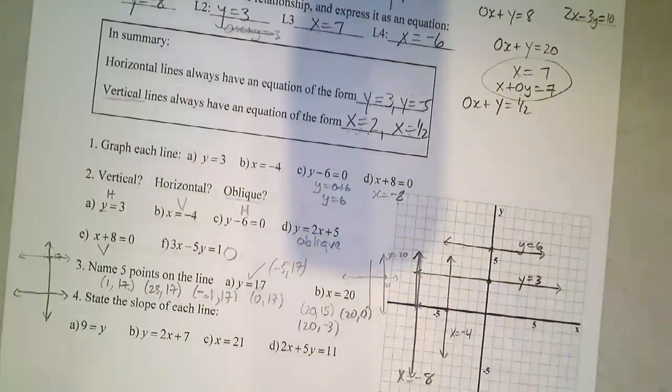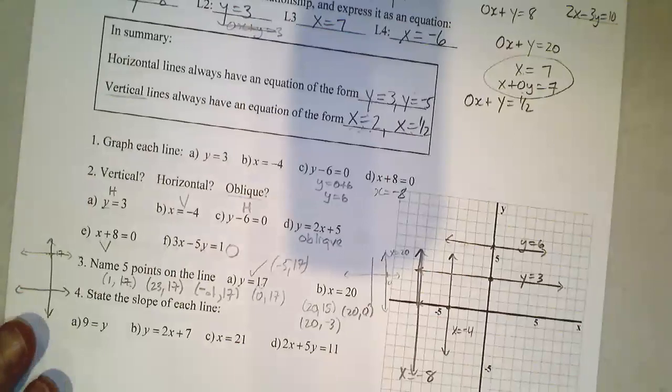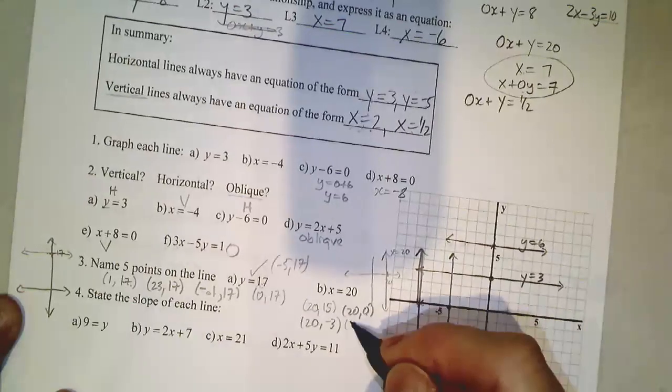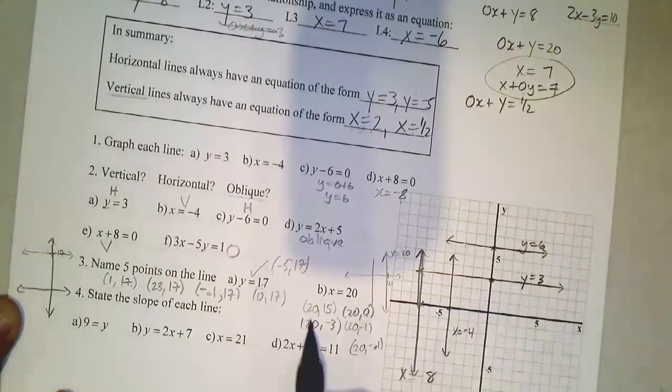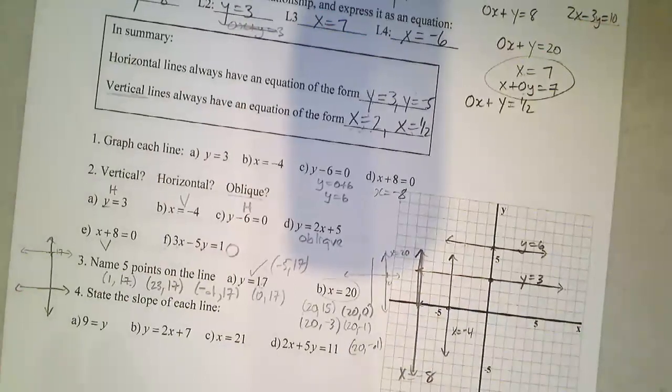The y can be whatever you want. And you could do this all day. It said make up 5, so 20, negative 0.1. There you go, 5 points on that line. It's really weird, and you kind of have to memorize it. You kind of have to practice it.